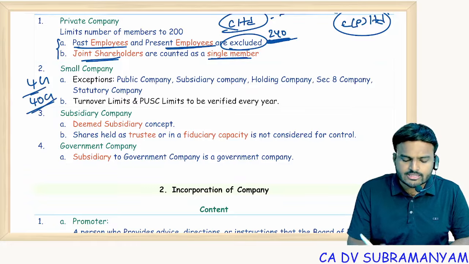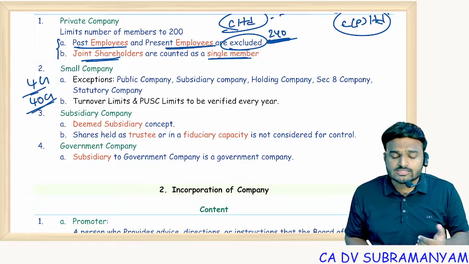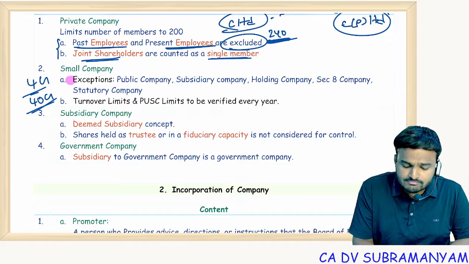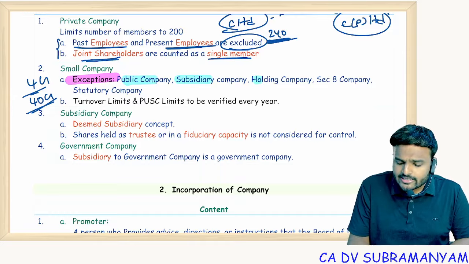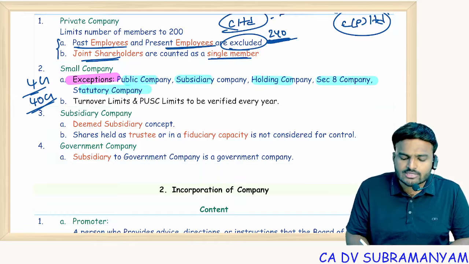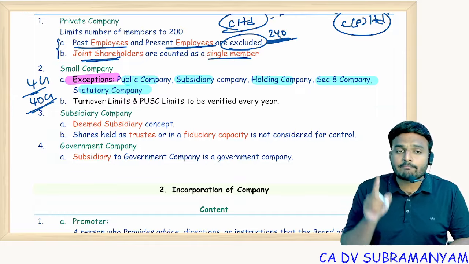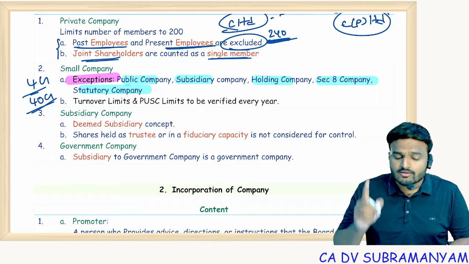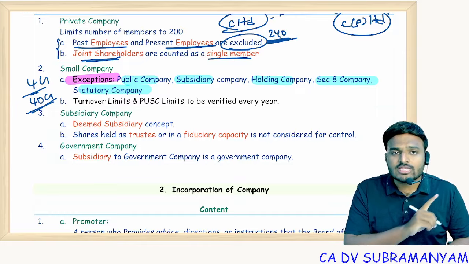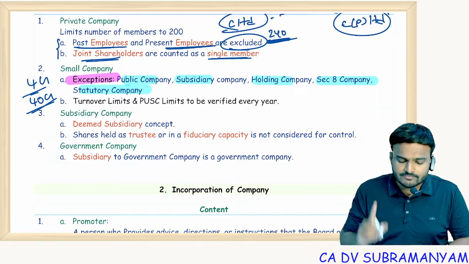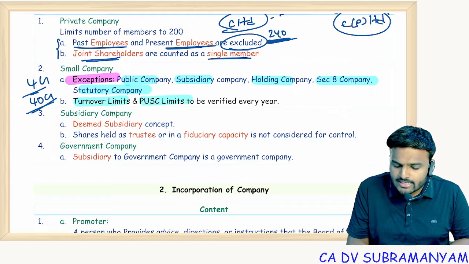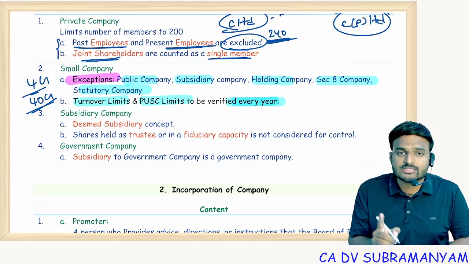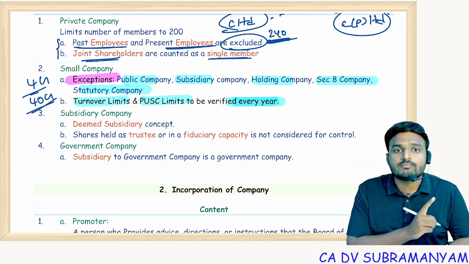Remember these limits. Everyone will remember the limits, but everyone forgets the exceptions. The majority of students will forget these exceptions. Public company, subsidiary company, holding company, section 8 company, statutory company: even though their paid up share capital and turnover are within the limits of 4 crores and 40 crores, they won't get the status of small company. And most important, you have to verify the turnover limits and paid up share capital limits every year. That means the status of small company is not permanent forever.